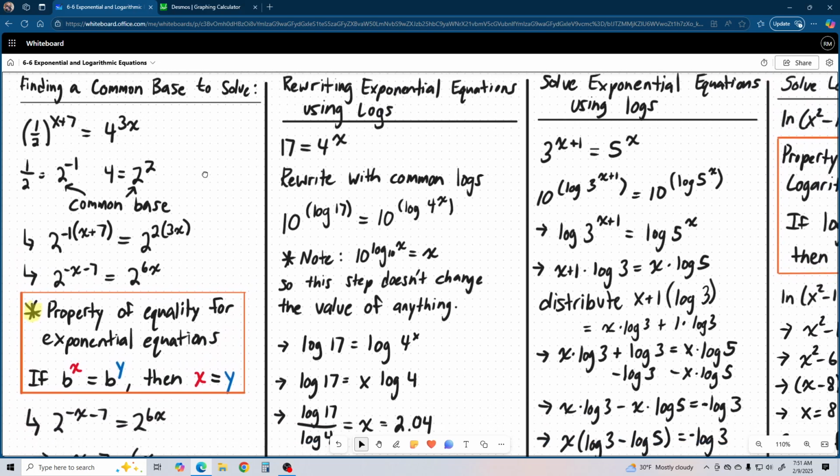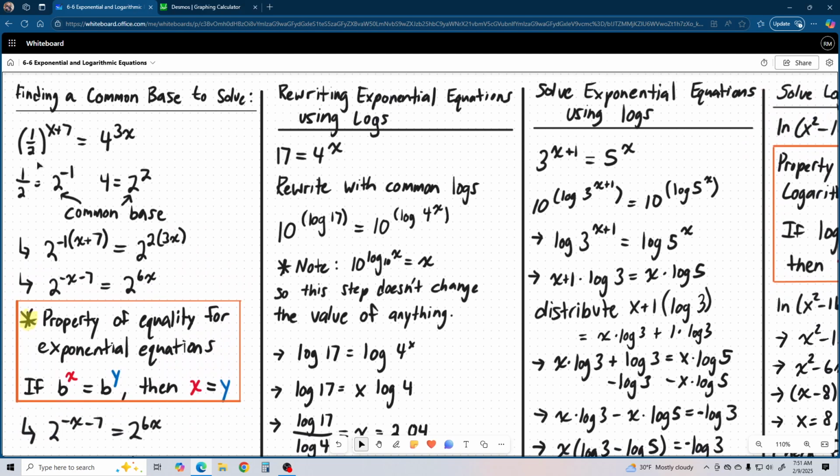So let's go ahead and do a problem here. If we have the equation 1/2 to the x plus 7 equals 4 to the 3x, how can we rewrite the bases to solve this? Well, first of all, it's important to figure out, can 1/2 and 4 be rewritten to have the same base? In this case, we can, because 1/2 is the same as 2 to the negative 1, and 4 is the same as 2 squared. So we can replace 1/2 with 2 to the negative 1, and we can replace this 4 with 2 squared.